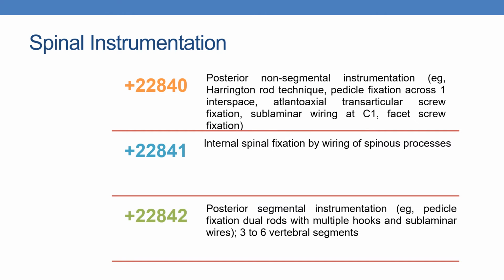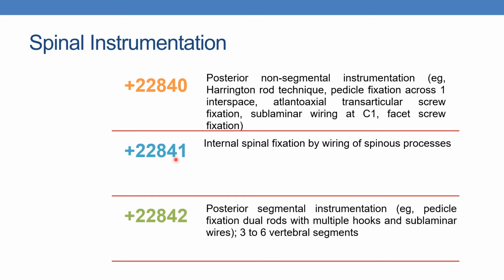Coming to the CPT codes of spinal instrumentation, the first CPT is plus 22840. This is posterior non-segmental instrumentation. Examples: Harrington rod technique, pedicle fixation across one interspace, atlantoaxial transarticular screw fixation, sublaminar wiring at C1, facet screw fixation.